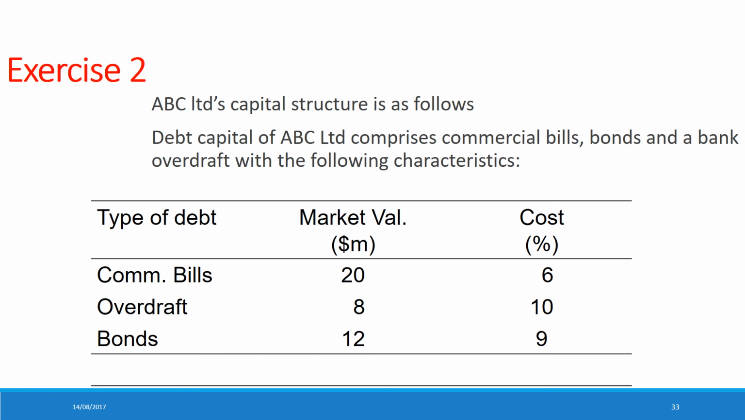Exercise 2. So for this exercise, it's a bit more complicated than exercise 1. Here we take into account 5 types of financing. So in this firm's capital structure, we have 3 debt instruments. And we have 2 equity instruments, which we'll see later on in slide 34. We also know the market value of these different instruments, as well as the cost of these instruments. So this is the before-tax cost.